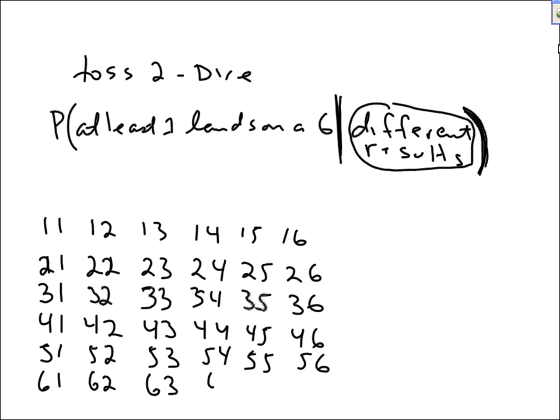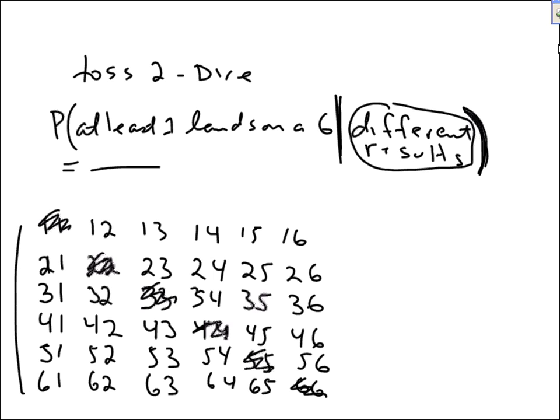But we want to get different results. We don't want to get 1 and then a 1. Those are the same results. We don't want to get a 2 and a 2, a 3 and a 3, a 4 and a 4, a 5 and a 5, a 6 and a 6. So in other words, there used to be 36 results in this table, but I just knocked out 6 of them. So there are 30 remaining.